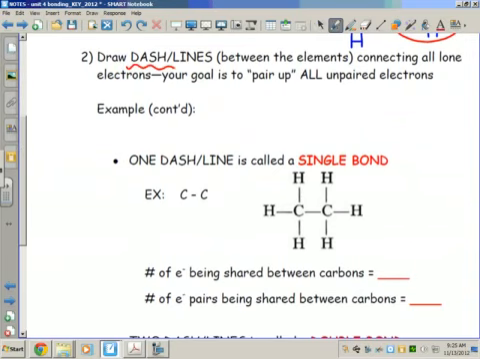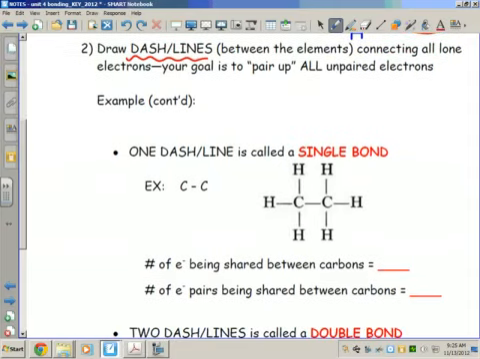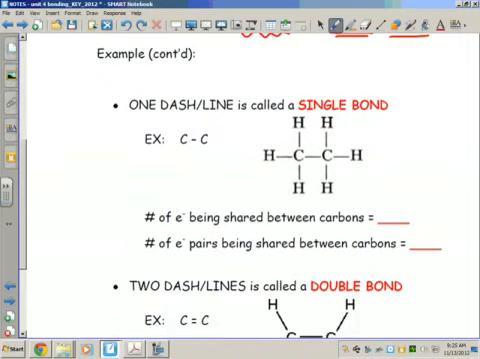Important to note, we don't use brackets and charges, we use dash lines. For ionic substances, we don't use dash lines. For covalent compounds, the dash lines indicate what we call a shared pair. We're pairing up all the unpaired valence electrons. And there are three kinds of shared pairs.